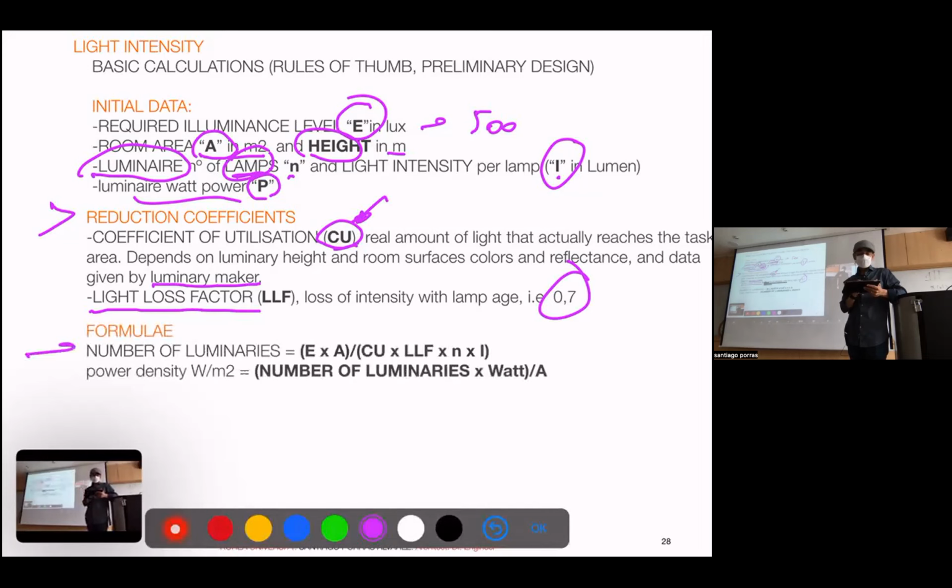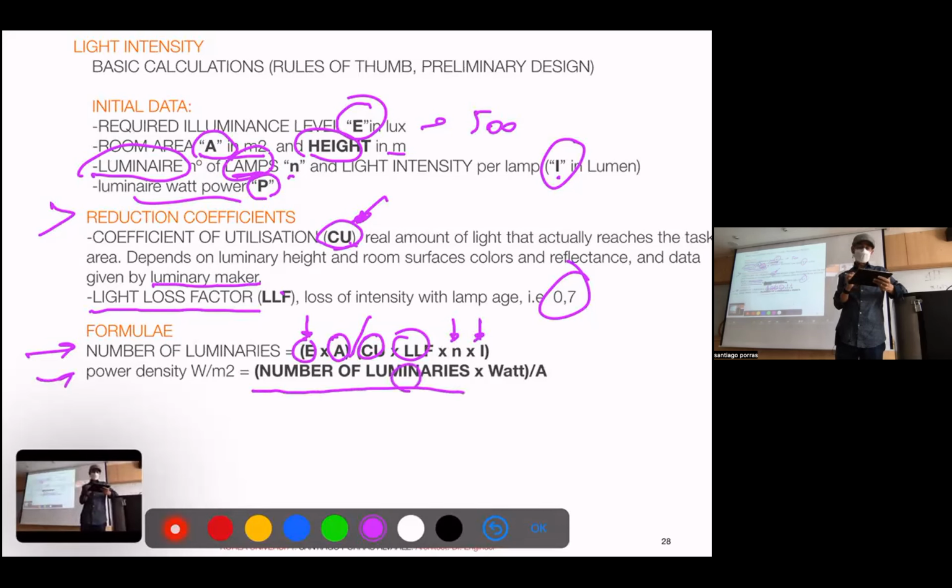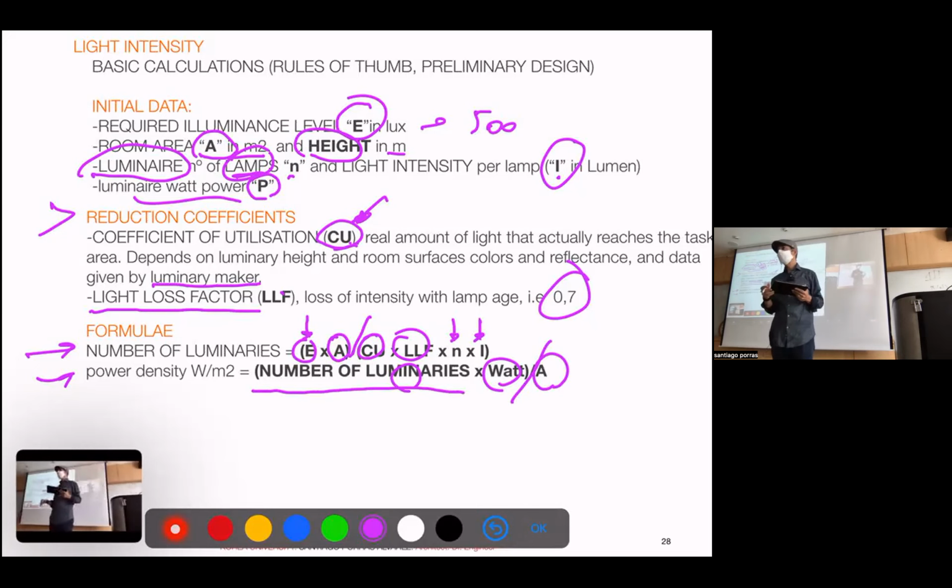So the formula is very plain. It's very long, but we need the lumen, we multiply by the area because we need to know how many lamps we need, right, in general. And then we divide by the coefficients, right, which reduce the power, the number of luminaires, and the intensity of each. It's very plain formula. And the power density is just the multiplication of the luminaires by the watts divided by the area. So we know how many watts per square meter that installation costs. It's very simple, plain mathematics.